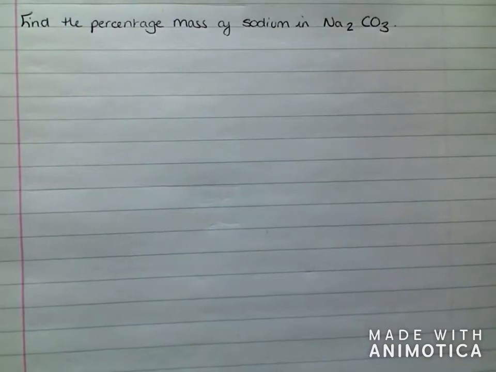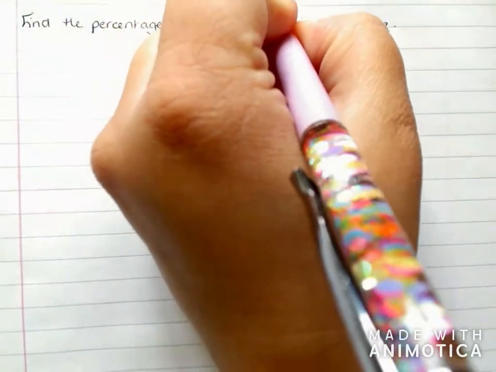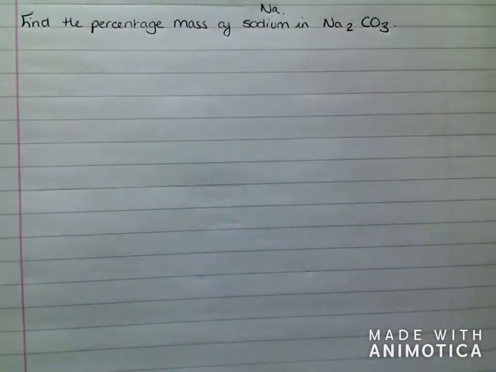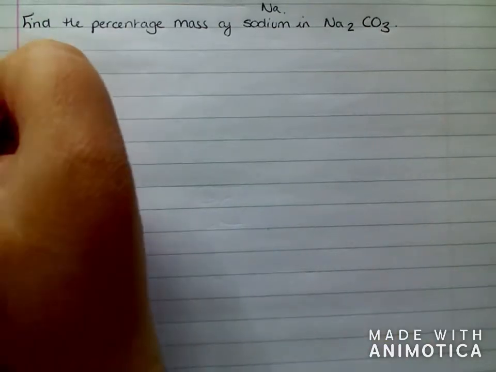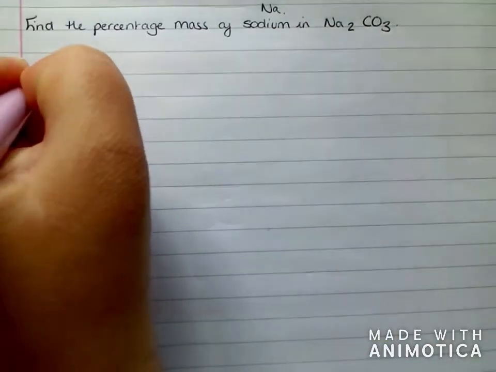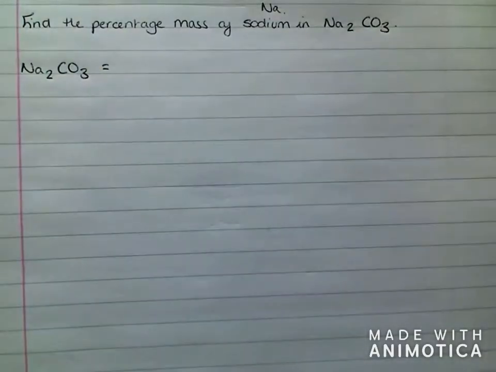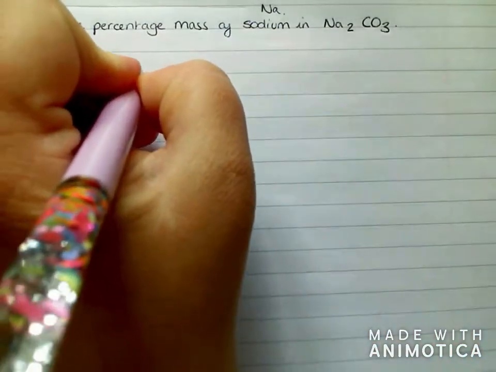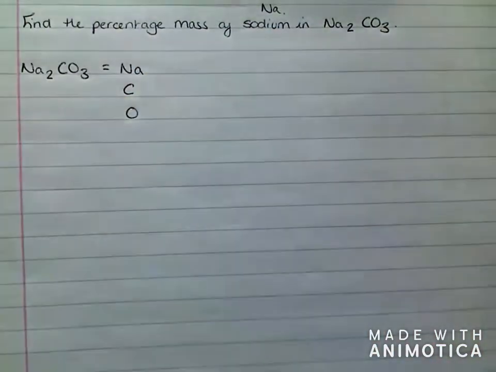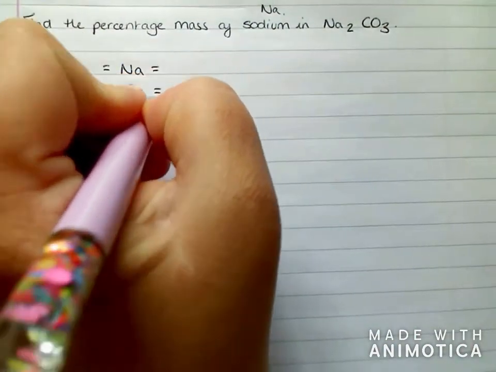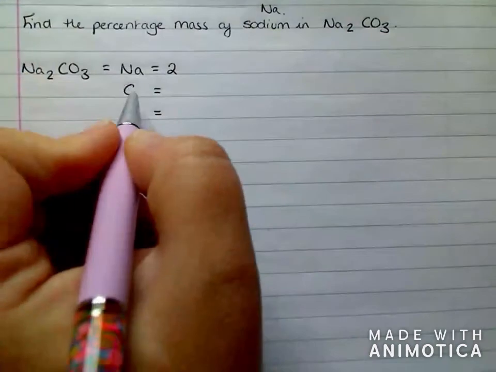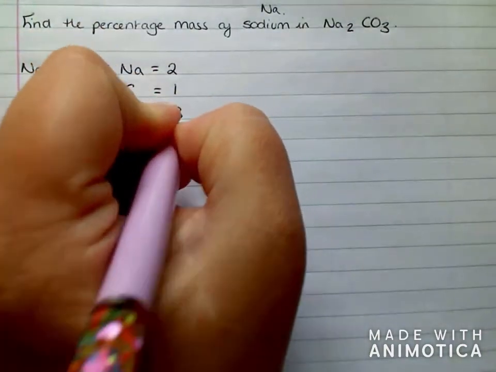And our final example is this. Find the percentage mass of sodium in Na2CO3. Again, we're working with sodium, so my symbol there is Na. Just as before, I start by working out my relative formula mass. So I start by writing out my chemical formula, Na2CO3. And then I write down what I've got. So I've got Na, C and O. How many Nas have I got? 2. C, 1, and I've got 3 O's.